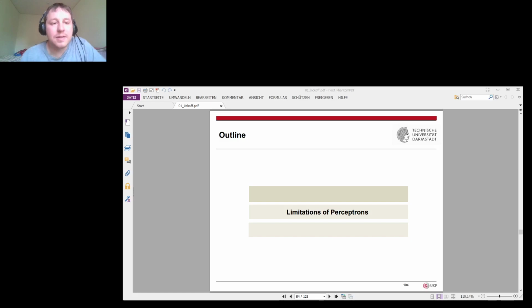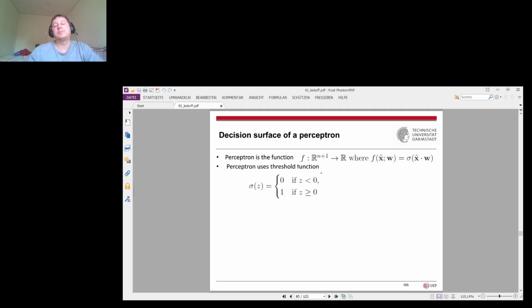So, everybody, let's look into limitations of perceptrons. Well, as we have said, perceptrons are mathematical functions. They map from R^(n+1) to R, and they have a specific form, namely, a nonlinear function called sigma put on top of a linear product that multiplies the input x with a weight vector w.